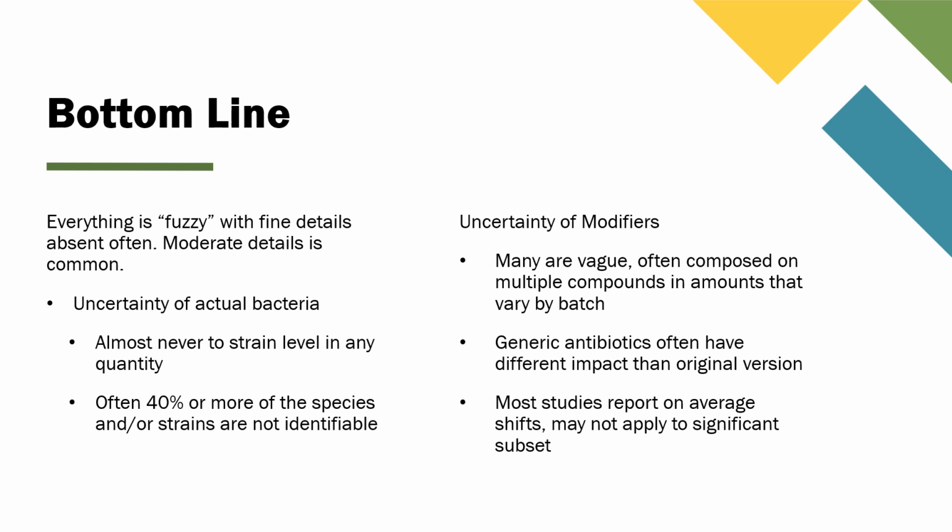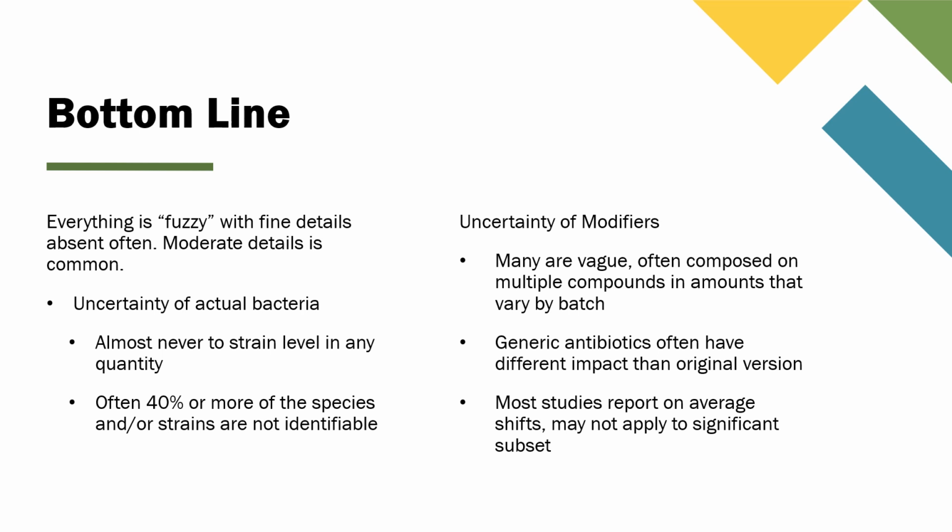We have the uncertainty of modifiers. Often they are vaguely defined in studies. They say, let's use apples, let's use oranges. Which type of orange? I have no idea. It could be mandarin. It could be a special type of orange from Colombia. It could be a navel orange. We don't know which type of orange it is. Often the variety is not specified.